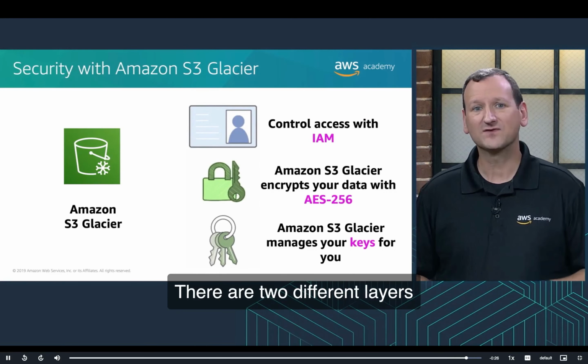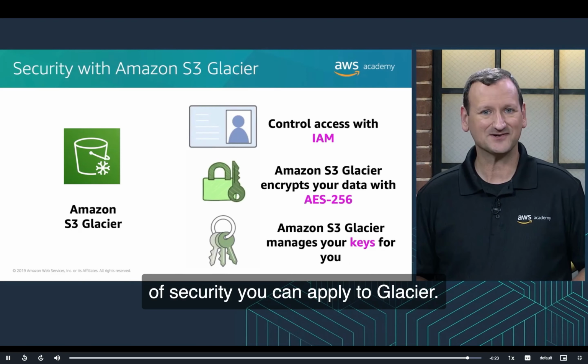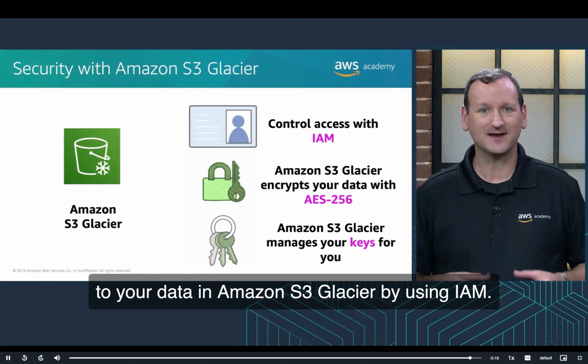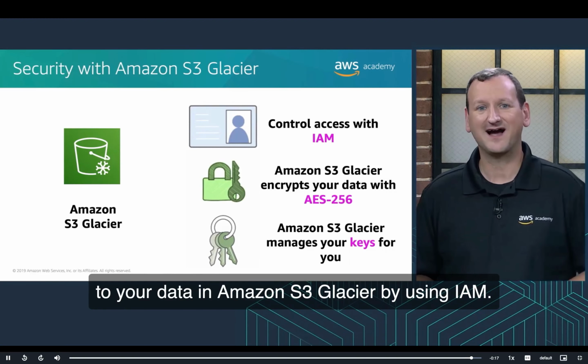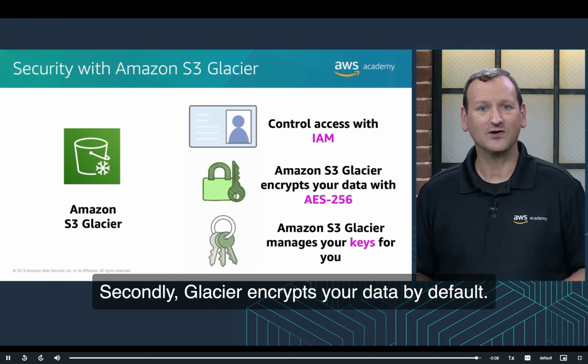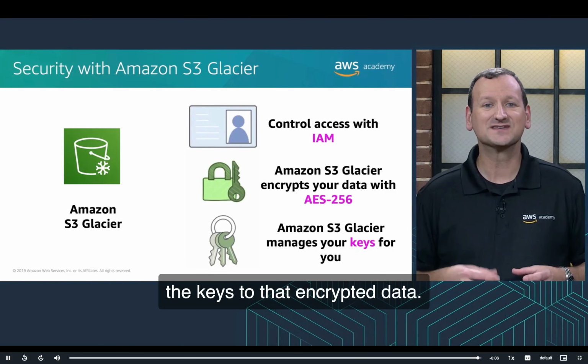There are two different layers of security you can apply to Glacier. First, you can enable and control access to your data in Amazon S3 Glacier by using IAM. You set up an IAM policy that specifies user access. Secondly, Glacier encrypts your data by default, and you can choose how you want to manage the keys to that encrypted data.